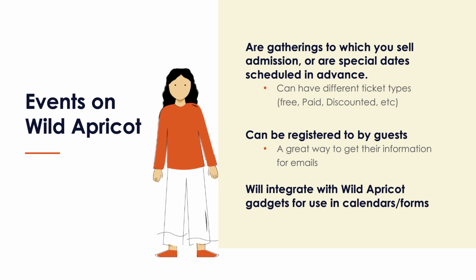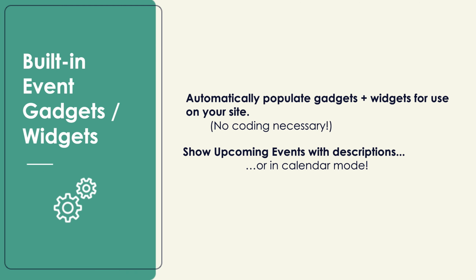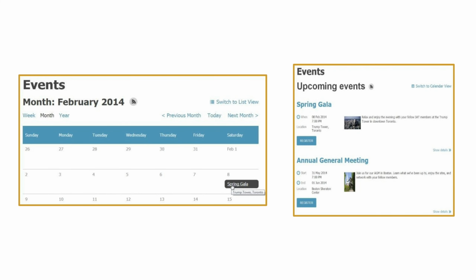Finally, it's going to integrate with Wild Apricot's gadgets for use in the calendars and forms on your site. Our event calendar gadget, which we'll dive into a little bit here, automatically populates with any events that you set up. So it skips any of the coding. You don't have to worry about setting up the event and then resetting up the event on your calendar. It all flows right through. Here's an example of how it would look.